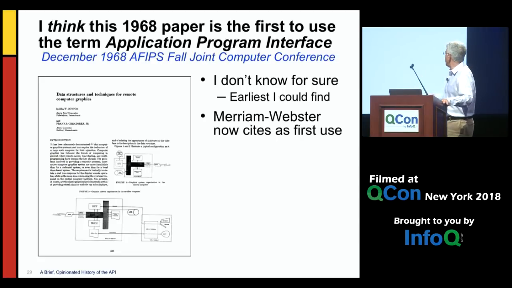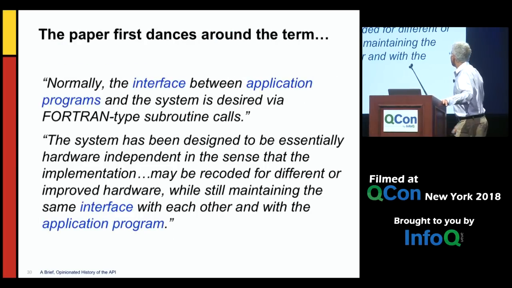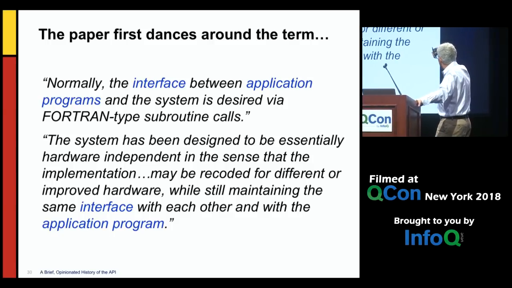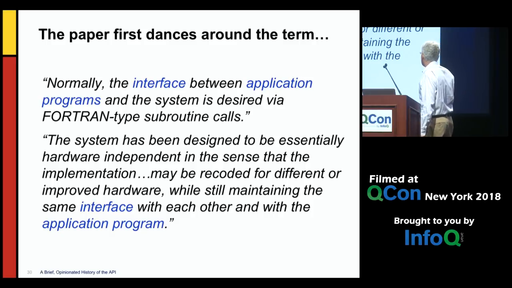Let's go a little deeper into what this paper has to say. First, it dances around the term. It says, normally the interface between application program, so there you go, application program interface, and the system is desired via Fortran-type subroutine calls. Okay. Then they say, the system has been designed to be essentially hardware independent in the sense that the implementation may be recoded for different or improved hardware while still maintaining the same interface with each other and with the application program. So there's the concept clearly defined and motivated. And then they run with the term.